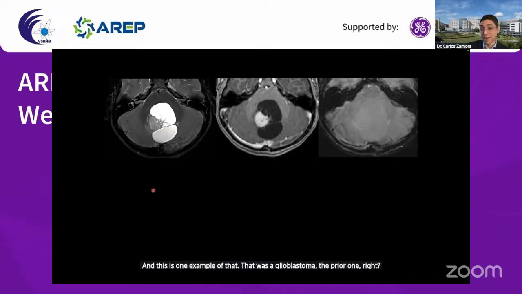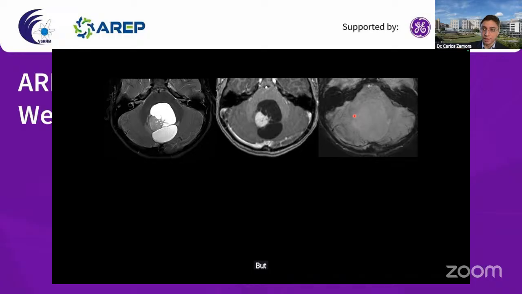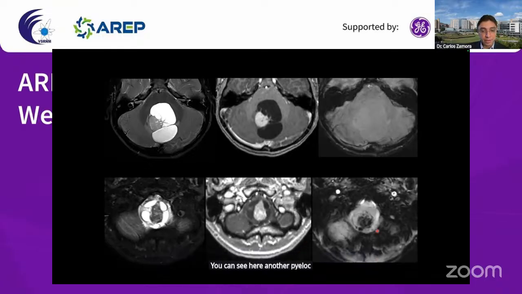And this one is a pilocytic astrocytoma. The pilocytic astrocytoma, you can see here the classic appearance of an enhancing mural nodule with a cystic portion. On the SWI, you see that there's no hemorrhage within it. But because everything in imaging, in neuroradiology, in medicine, there's always an exception, right? And you can see here another pilocytic astrocytoma that does have some areas of hemorrhage, right?